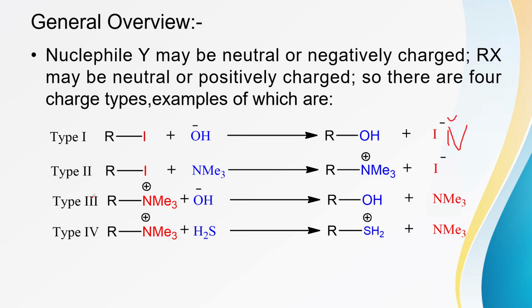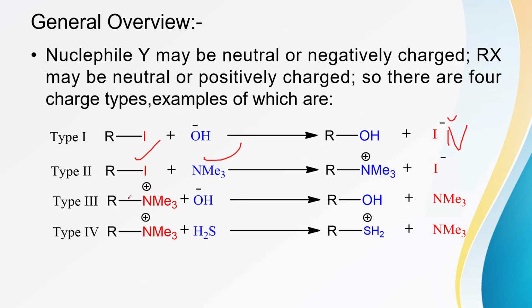Second type. In the second type, iodine leaves and NMe3 gets attached to our alkyl group. So what actually happens is that both of these are neutral. Our substrate is neutral, and the nucleophile is also neutral, and in the net result we get our product and a nucleophile. Our leaving group leaves with its electron pair.